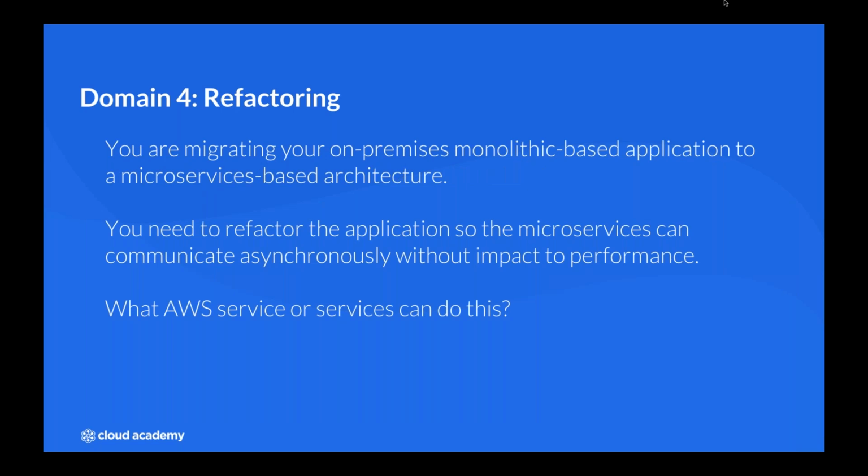Another type of question, and usually in the exam you'd see something like, your company or your organization, or you work for a company, or an AWS developer is doing this. And rather than try to figure all that out, I'm just saying you are migrating your on-premises monolithic-based application to a microservices-based architecture. You need to refactor your application so that the microservices can communicate asynchronously without impact to performance. What AWS service or services can do this? Now, in a question like this, it would probably be, what services can do this? Name 2 or name 3.